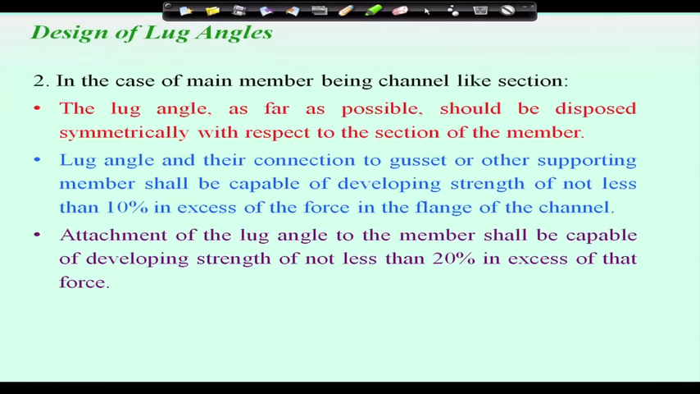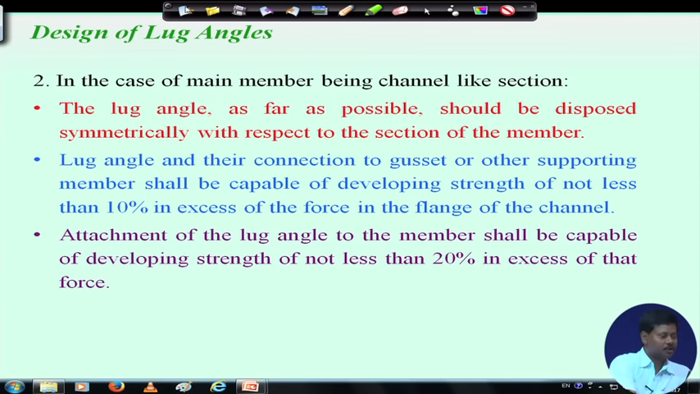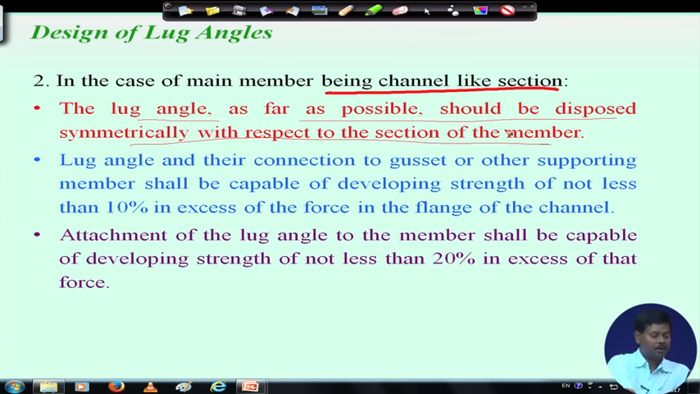Then in case of main member being channel section. So, earlier we have considered angle section main member, here we are considering main member as channel section. If it is, then we should remember that the lug angle as far as possible should be disposed symmetrically with respect to the section of the member, because channel section itself is a symmetric member. So, lug angle should be provided at the top and bottom in a symmetric way.